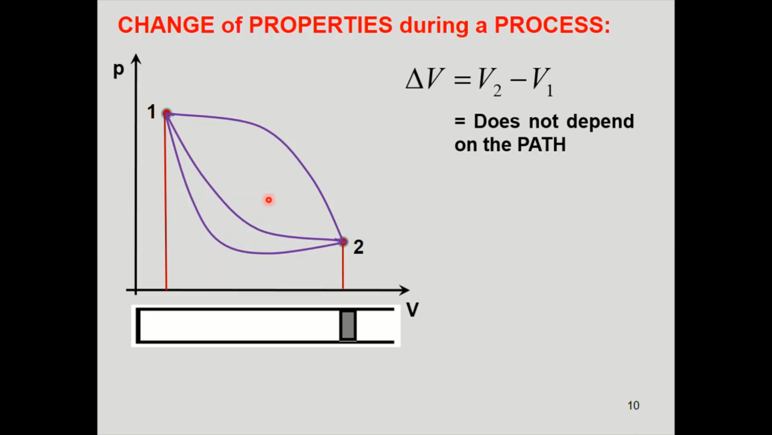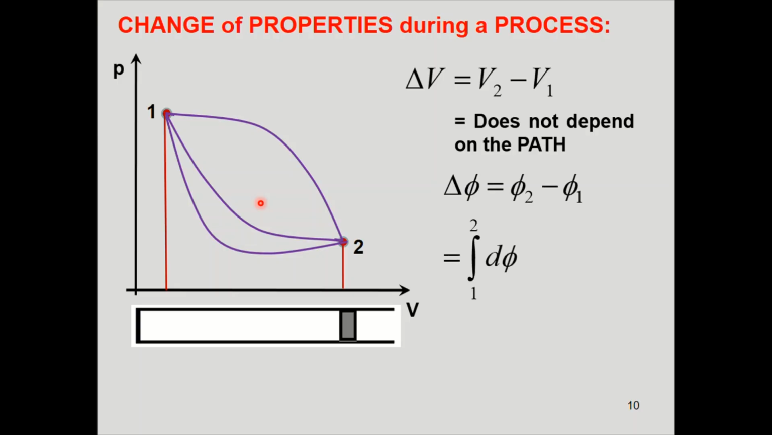Same story for pressure. At this point pressure is P1, at this point pressure is P2. No matter what path is followed, the change in pressure, del P, for any process between 1 and 2 is always P2 minus P1. So properties, which we named as thermodynamic coordinates, will now be named as point function as well.